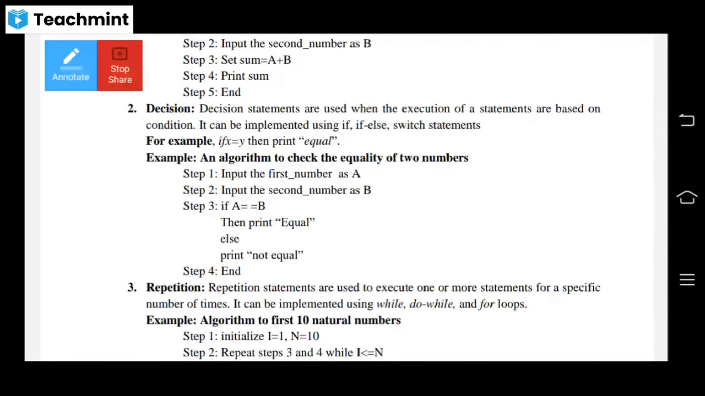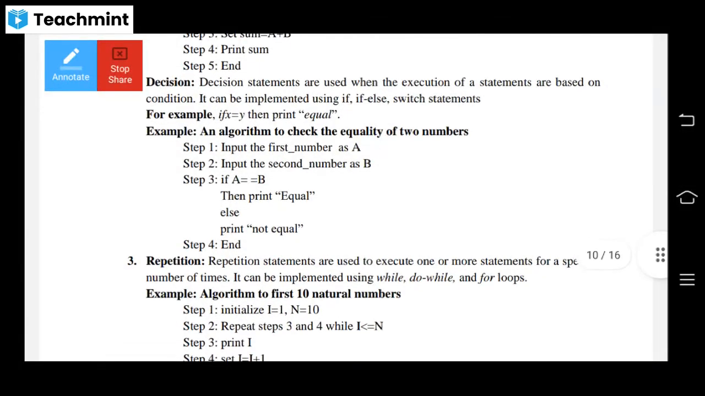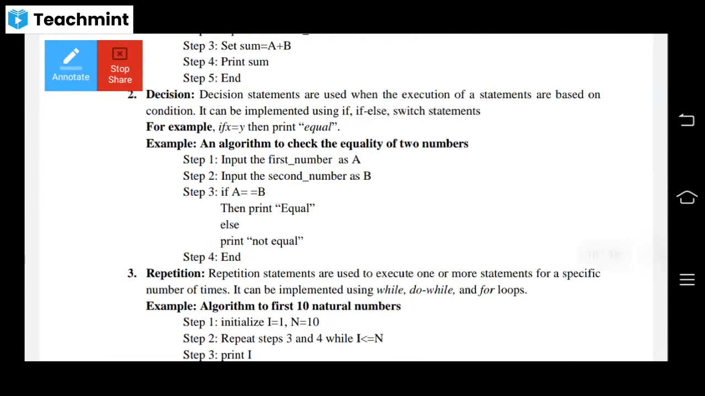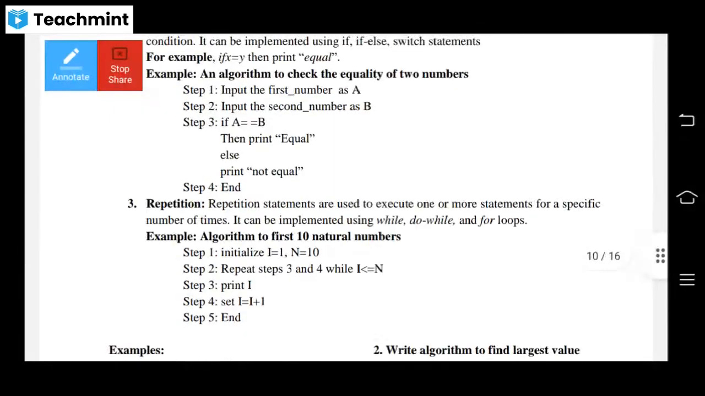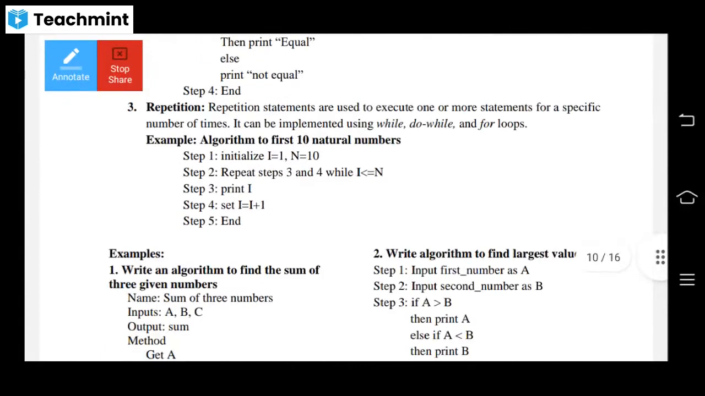So what are we doing here? We are taking the decision. It's right, print like this. It's wrong, print like this. Okay, we are taking some decision. So this type of algorithm representation is the decision control structures. Next we go through the repetition.